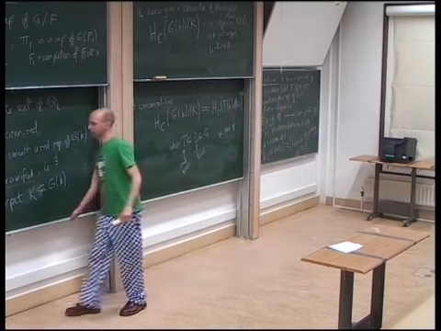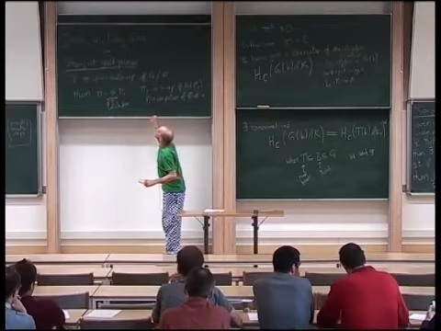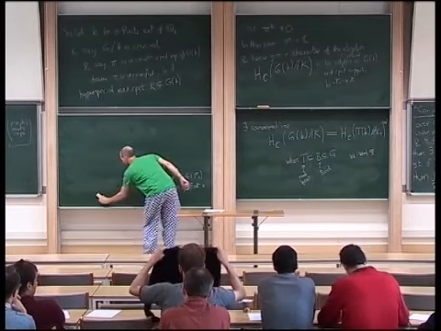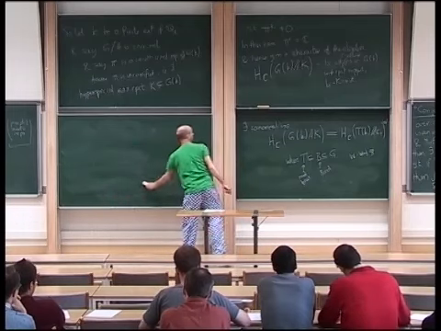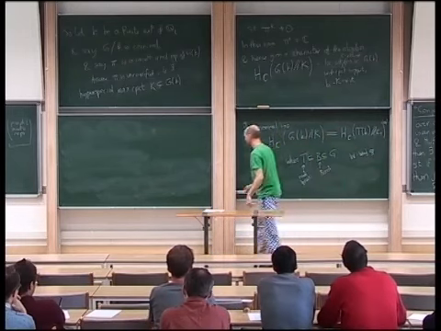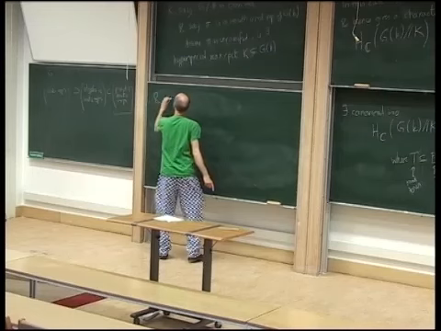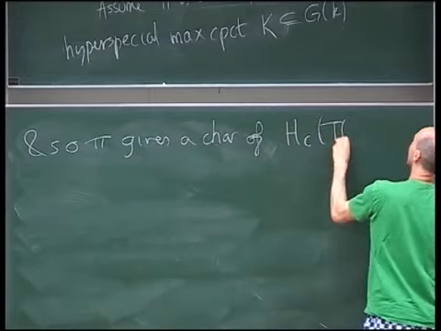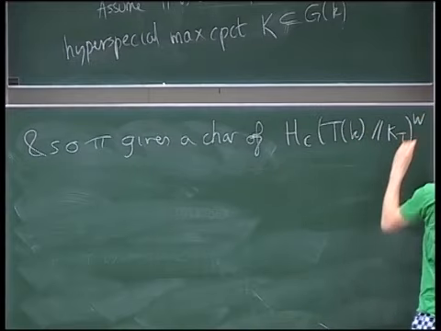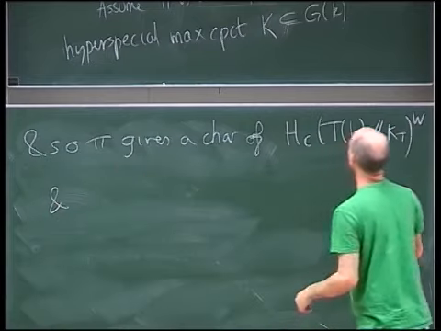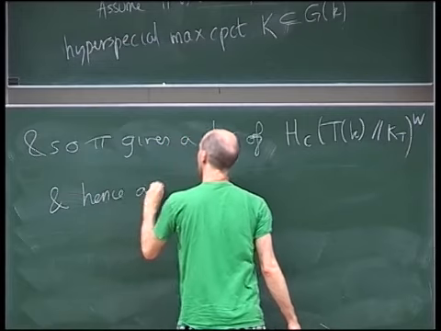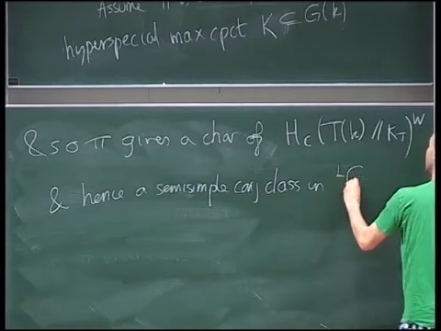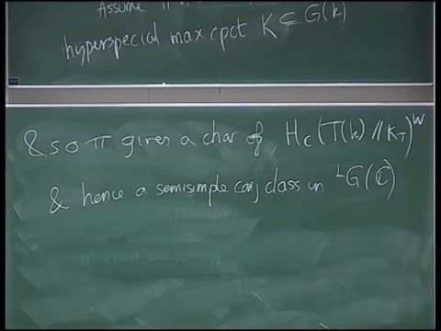but what we can do is invoke some old results of Langlands and Gantmacher, which tell us that to give a character of this gadget here, and hence pi, pi gives us a character of this thing here, H_C(T(K))^W, and hence by a general machine, which I won't go into, a semisimple conjugacy class in the L-group of G.